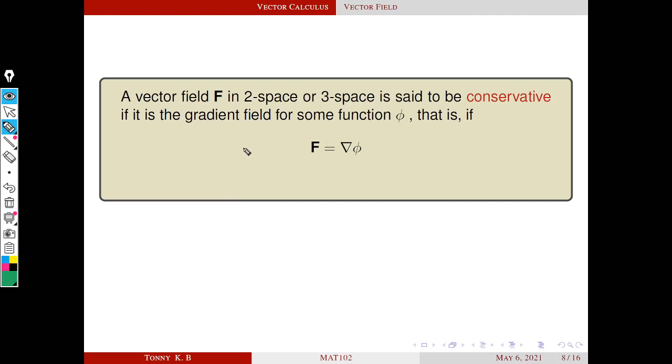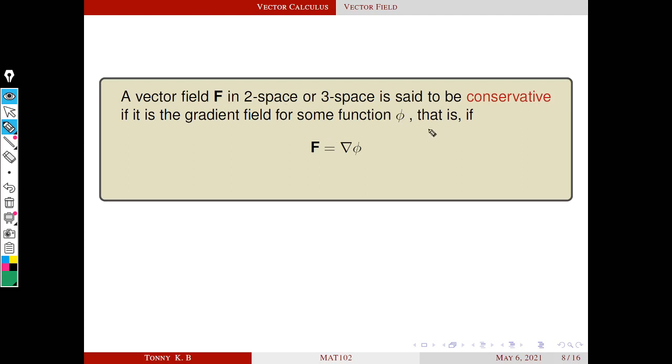Okay, this is another definition related to vector fields. A vector field F in 2D space or 3D space is said to be conservative if it is the gradient field for some function phi. So a vector field is conservative if it is the gradient of some function phi. Phi is a real valued function. That's all. So this is the idea. That means F is of the form del phi for some phi.